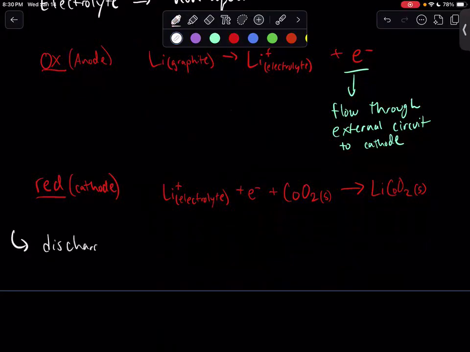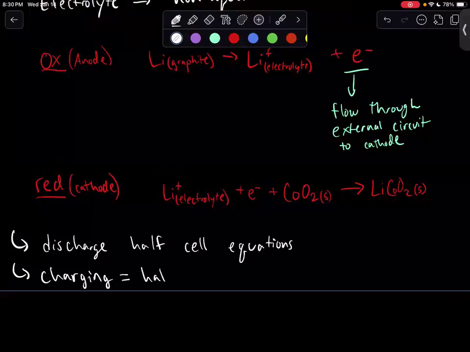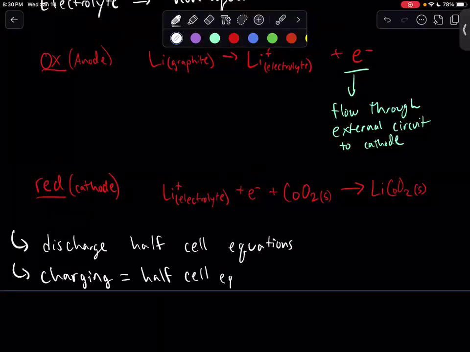These are the discharge half cell equations. Discharge meaning it's producing electricity. The difference is when we are charging them, our half cell equations are reversed. So we just reverse the flow of electrons going through it.